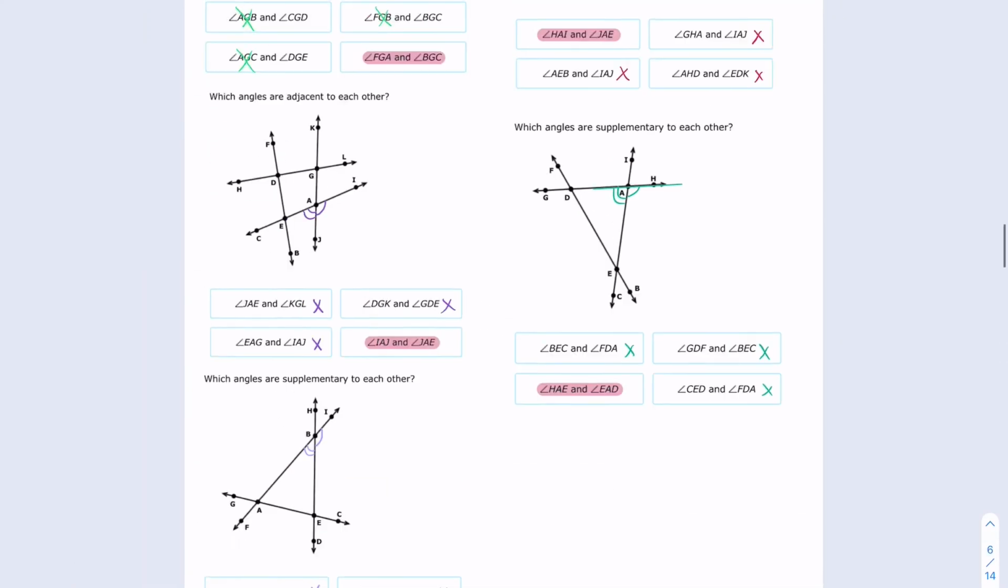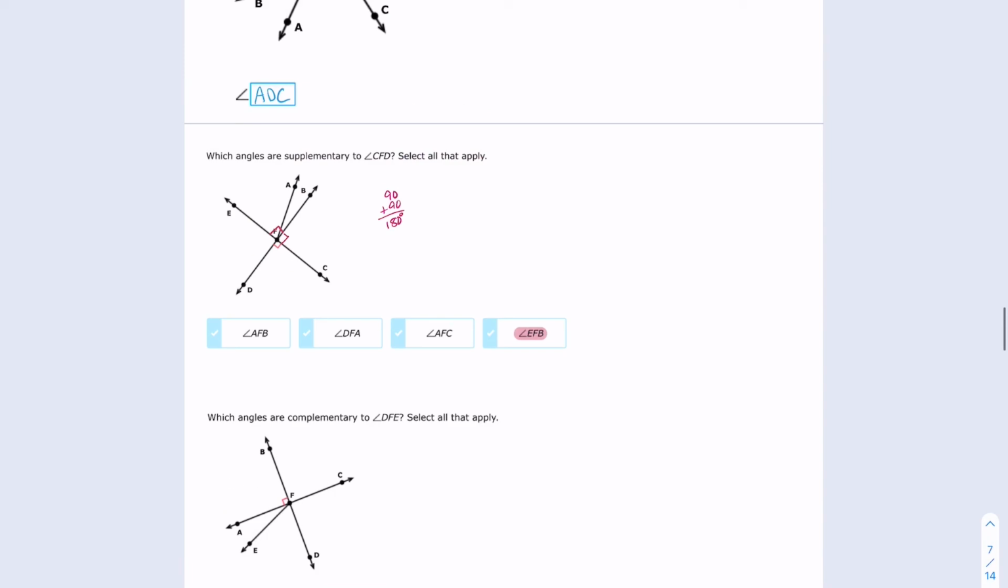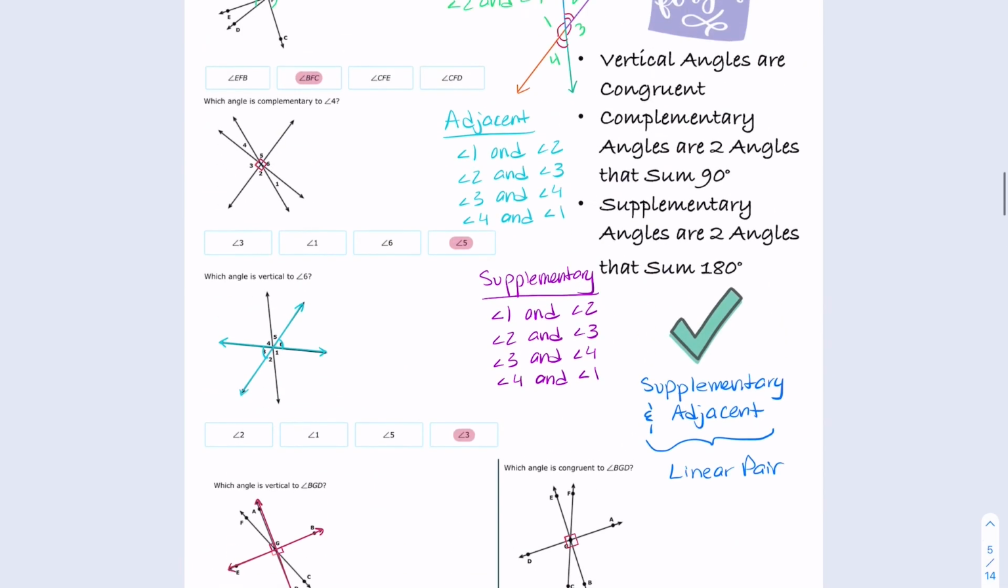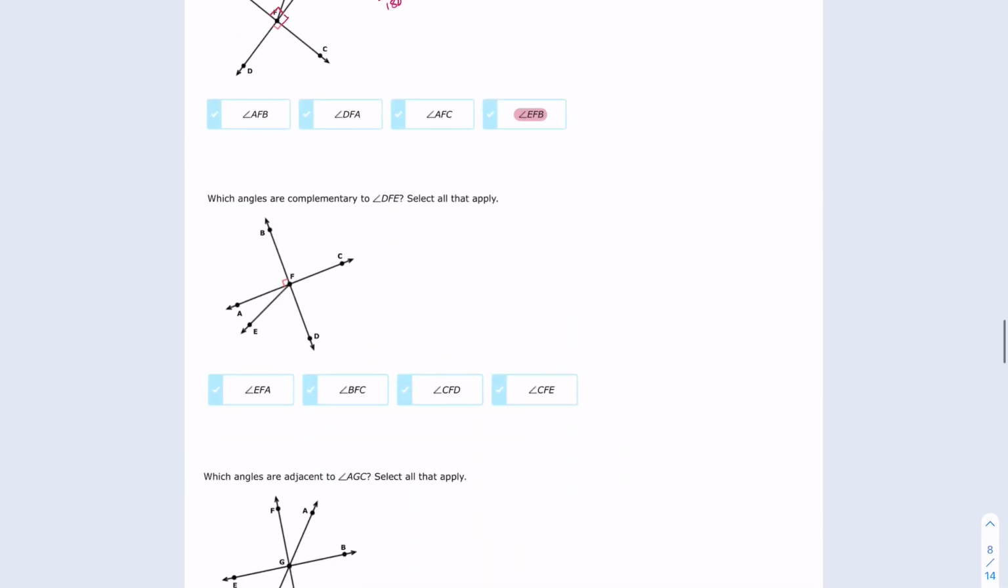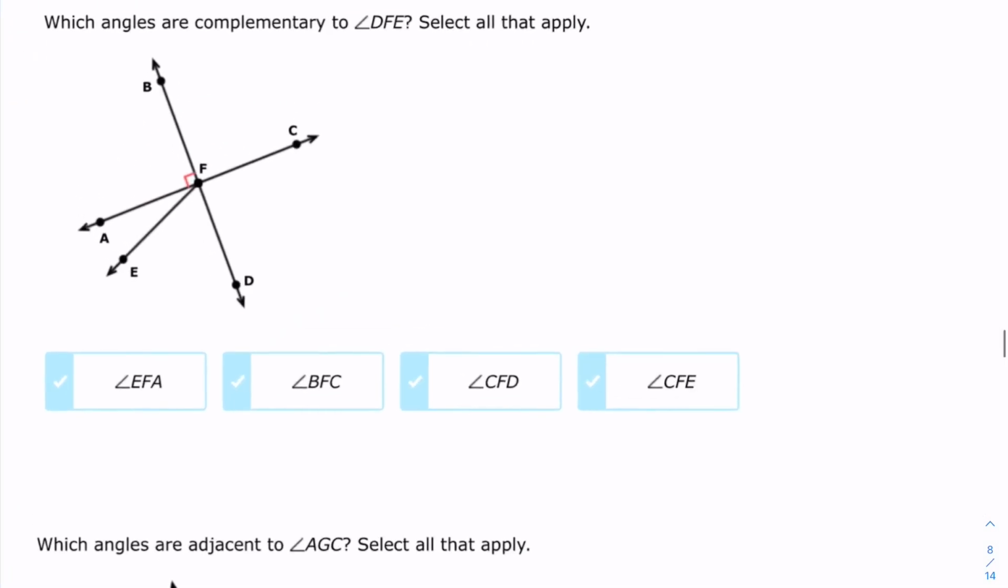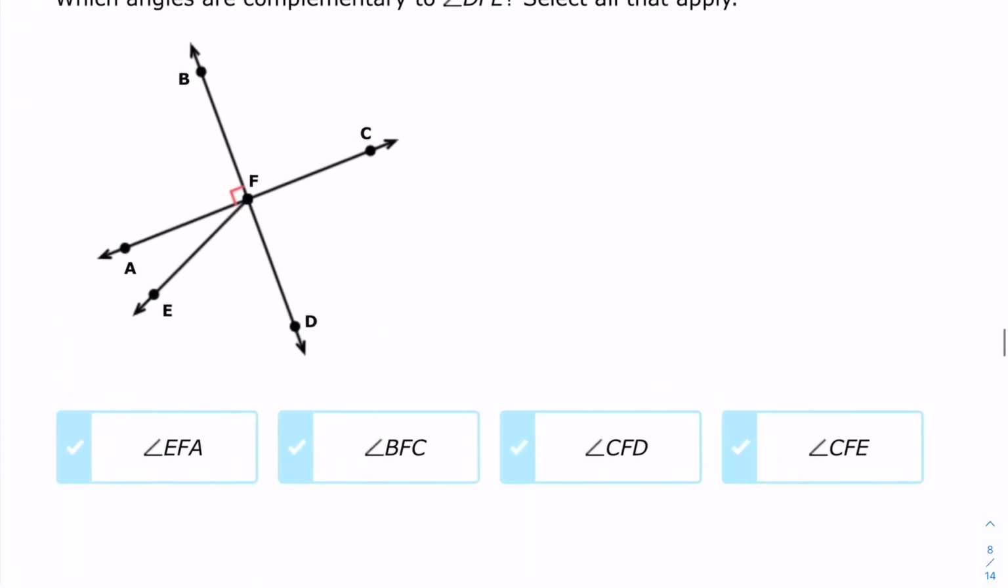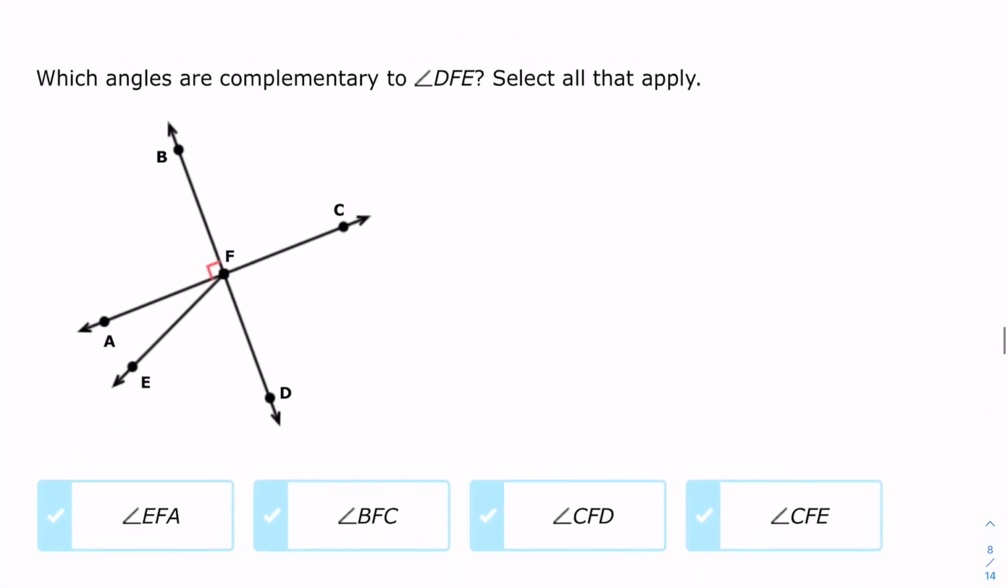All right, I'm just double checking. Yep, okay, so I did all the problems. I didn't skip any. Okay, so we have two left. Which one is complementary to DFE? So here's DFE. DFE is this one. The only angle that will work is this one right here, because together they're complementary.